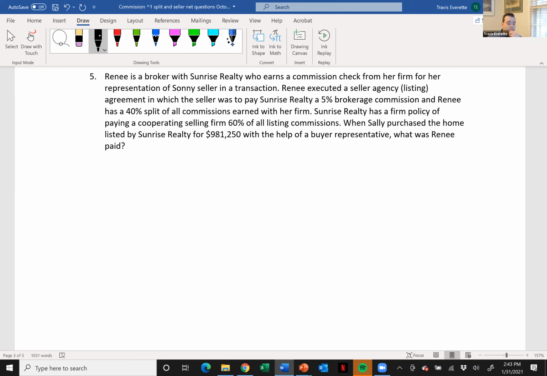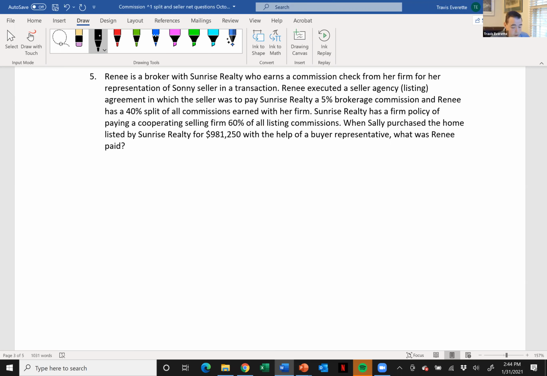Sunrise Realty has a firm policy of paying a cooperating selling firm 60% of all listing commissions. When Sally purchased a home listed by Sunrise Realty for $981,250 with the help of a buyer representative, what was Renee paid? Here's the other thing that tells you need the big tree. They want you to go past what the firm's getting paid. They want you to go all the way down to what the individual agent's getting paid. The only way I can do that is through the big tree. If they want to know just what the firm got paid, you can stay up, small tree, okay?